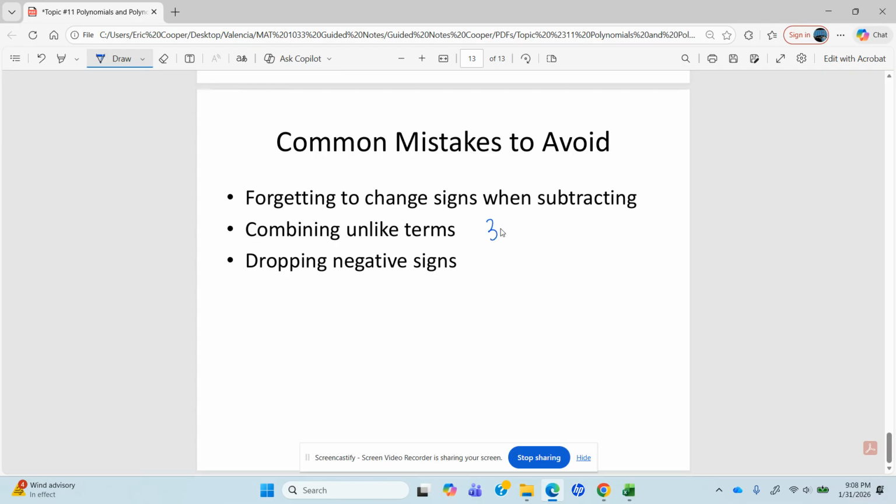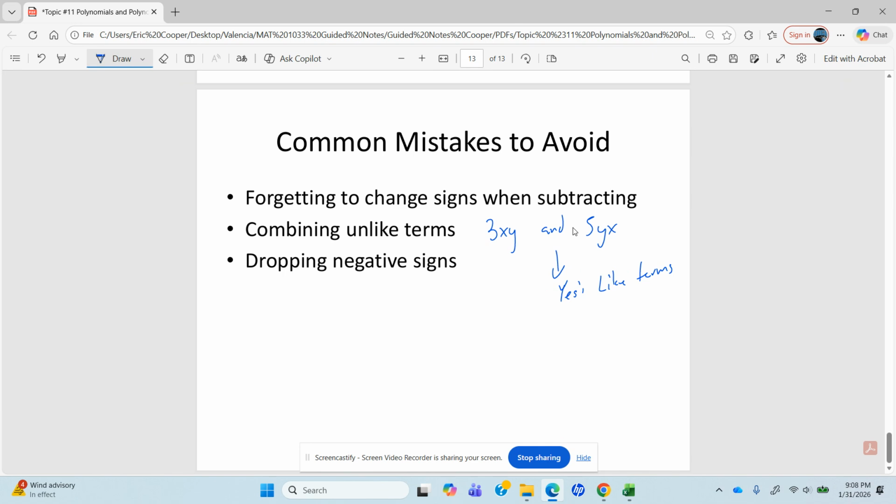Take note, if you have 3xy and you have 5yx, are these like terms? Yes, these are like terms. You can write the variables in any order, but they have to have the same amount. So in this case, they both have one x and one y. These would be like terms.